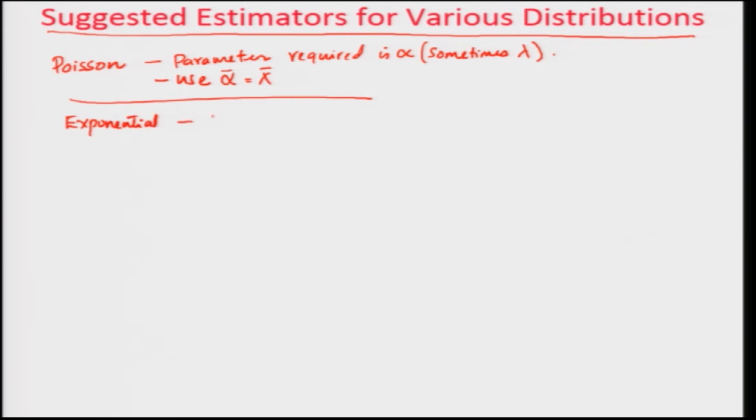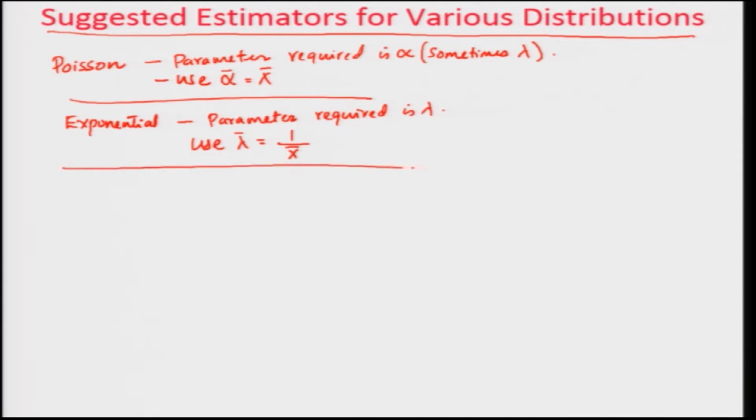Okay. Parameter required is lambda. Okay. So, use lambda bar is equal to 1 over x bar. Okay. So, because Poisson and exponential are related to each other, you can think about lambda as 1 over alpha or 1 over mu, you can think about it either way. So, lambda bar average can be used as 1 over x bar. So, take the reciprocal of the mean.